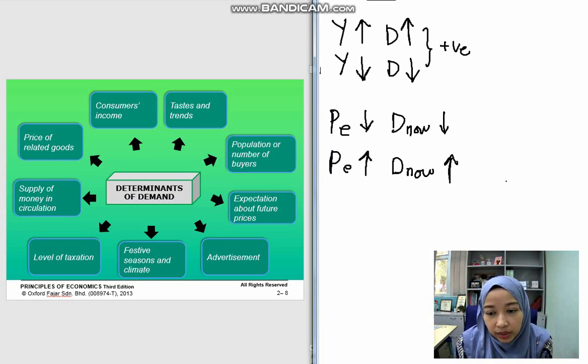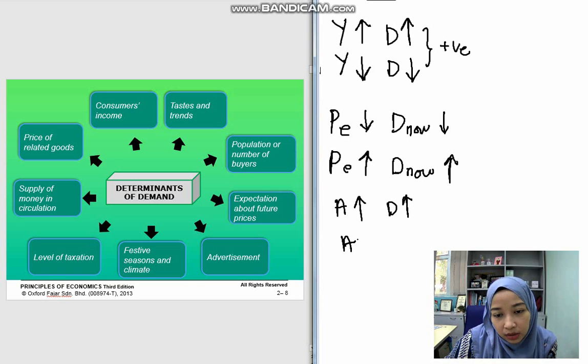Advertisement. Of course, when a particular product is marketed correctly or advertised regularly, the consumers are more aware of the products. So when consumers are aware of the product, they tend to buy more. They know about the existence of the product. So advertisement will cause the demand of the product to increase. The more advertisement is done for the product, the higher the demand. The lower the advertisement or the lower the marketing strategy, the demand will be lower.